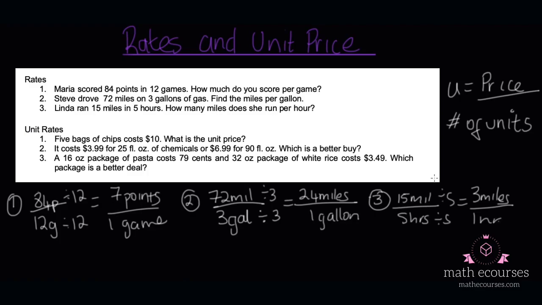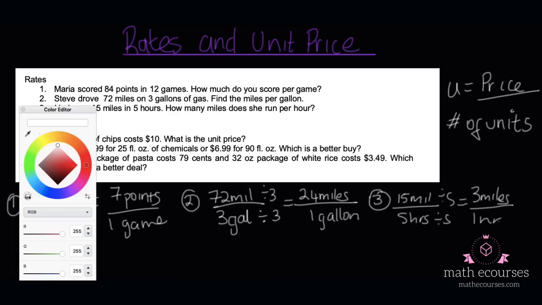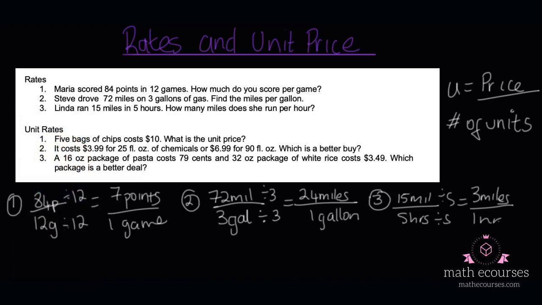Now we're going to look into unit price. The unit price is simply the price per unit. It helps us determine whether or not you're getting a good deal, or sometimes you want to determine which is a better deal. I have the formula written out here where it says the unit price will be the price, or the total price, divided by the number of units. Sometimes it is better to buy things in bulk. But let's go ahead and do some examples.